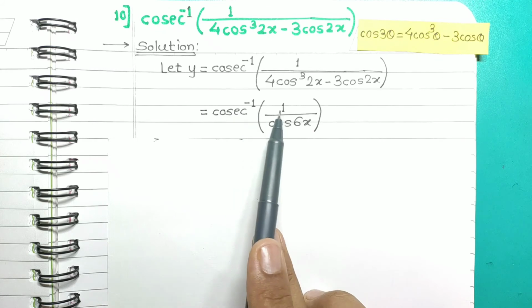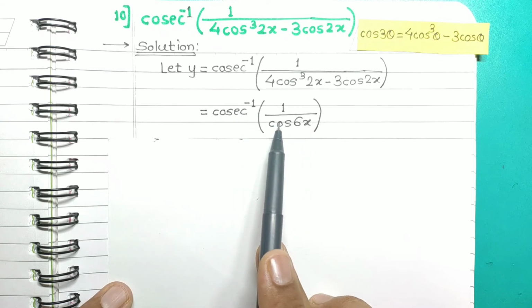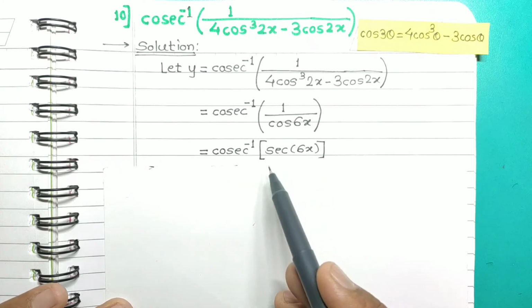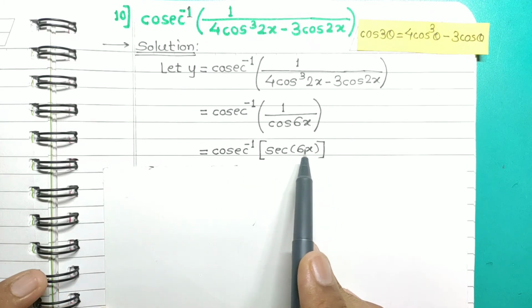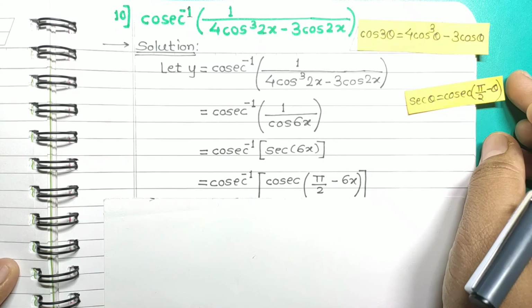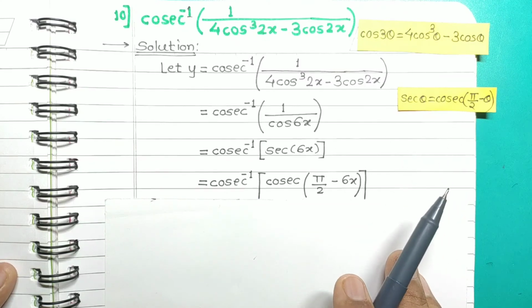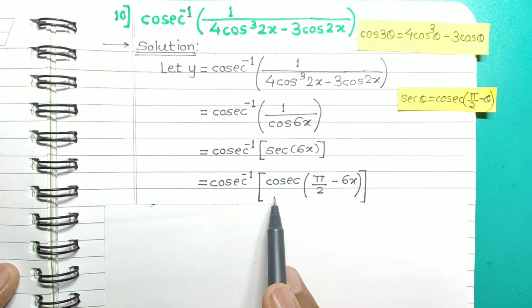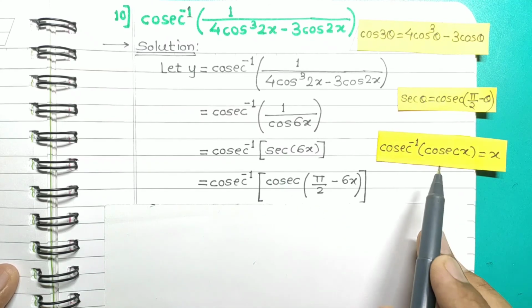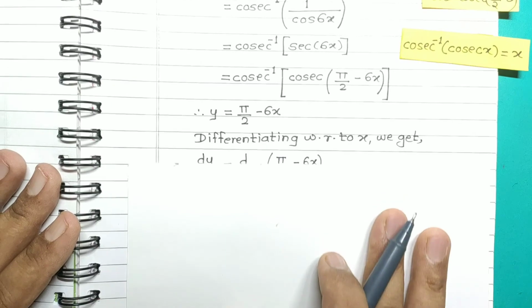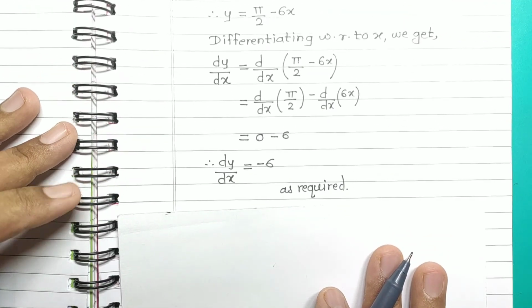See, cosec inverse of 1 upon cos of 6x. 1 upon cos we can write as sec, and in the next step you convert this sec 6x to cosec, using the result from the previous example. Then by converting sec to cosec we can use the property cosec inverse of cosec x. So you do the remaining solution on your own, and the answer is minus 6.